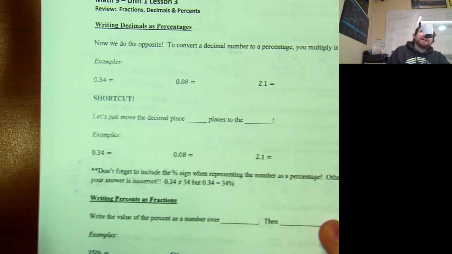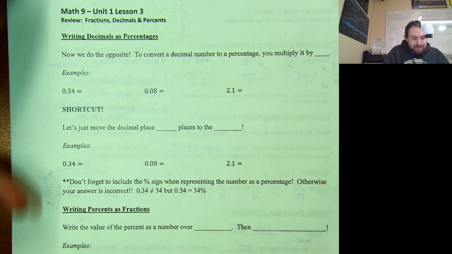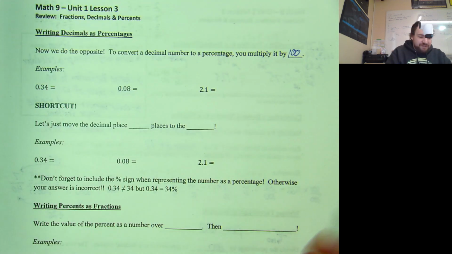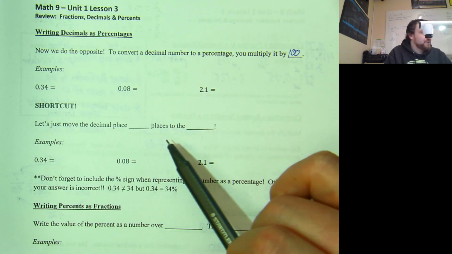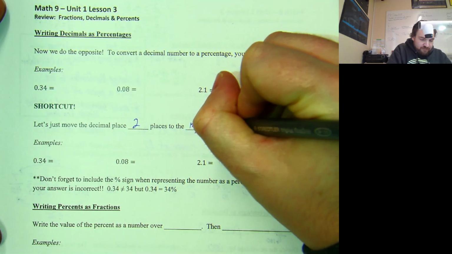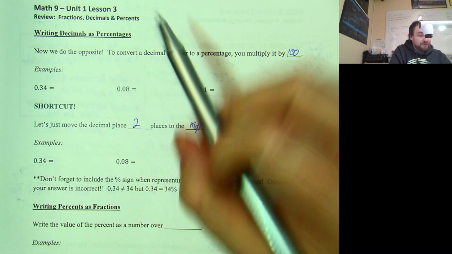Writing decimals as percentages. We go the other way. To convert a decimal to percent, we multiply by 100. Okay, cool. So 0.34. What's that? Oh, let's just do the shortcut right away. Let's just move the decimal place. How many places? Which way? 2 to the right. Love it. So 0.34 becomes 34%.